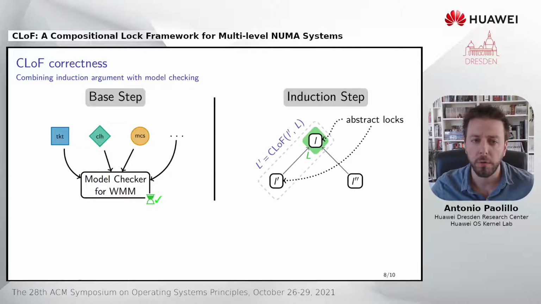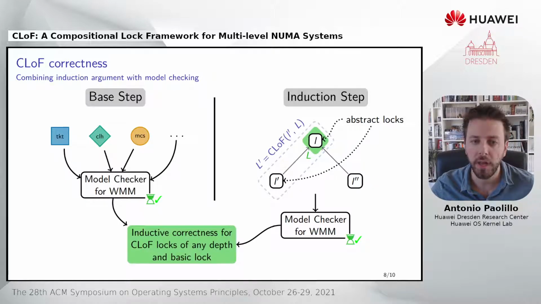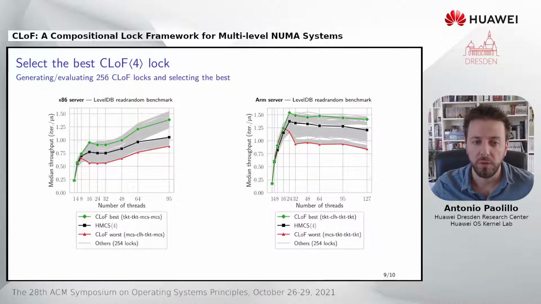And for our inductive step, we verify the CLoF combination of 2 abstract locks. Such a small hierarchy can be easily verified with GenMC in less than 10 seconds. Now, it follows inductively that any combination of basic locks with any number of levels is correct on weak memory models. With the CLoF lock generator in hand, we can now safely generate any lock combination. The scripted benchmark generates and evaluates all of them.